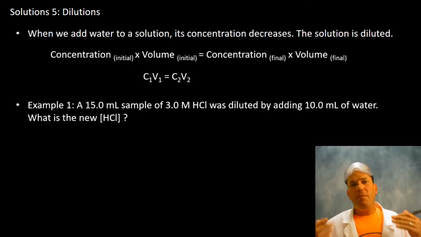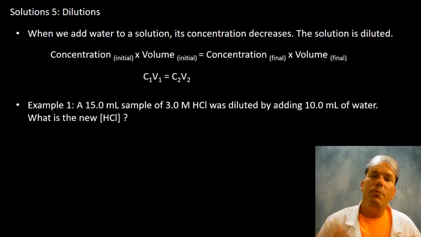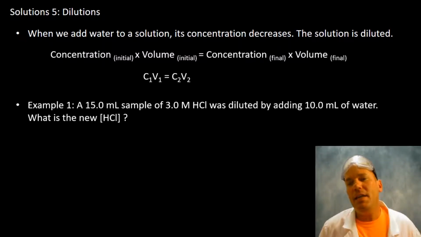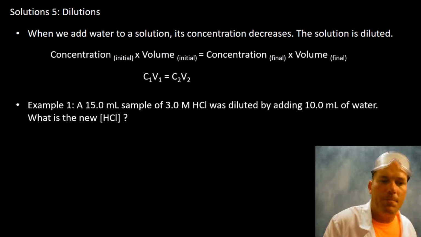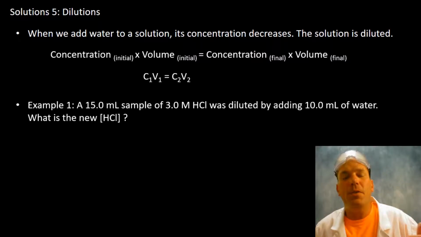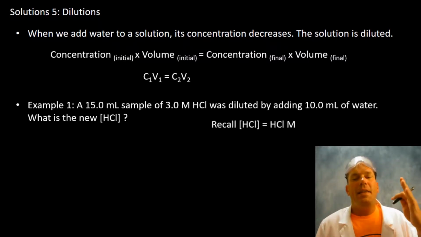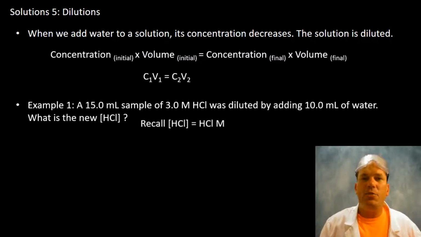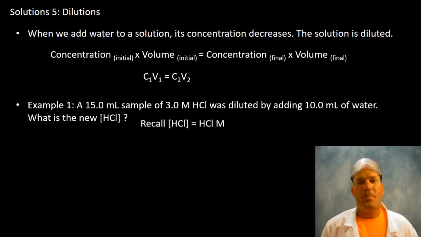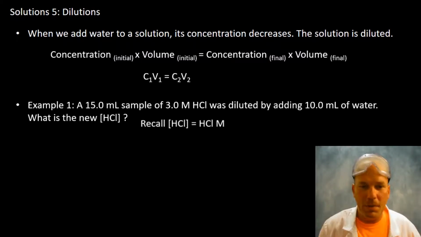Okay, so we have a 15 milliliter sample of 3 molar hydrochloric acid, and it was diluted by adding 10 milliliters of water. What is the new concentration of the hydrochloric acid? Remember, guys, if it's in brackets, that is the concentration. That's what it's showing. I'm going to always have both ways shown to you in class, in podcasts, and on your problem sets, so you're familiar with them all.